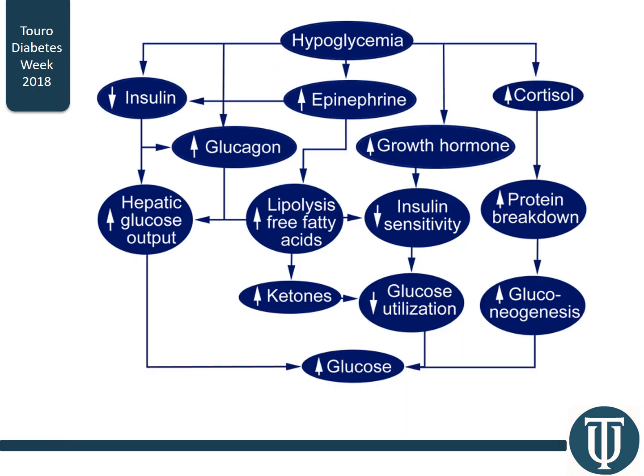Next, this is actually just showing you the same thing in a different format, how hypoglycemia can affect insulin, epinephrine, and cortisol, as well as glucagon and growth hormone. And you can see the effects of these hormones as they move downstream and how they raise glucose.